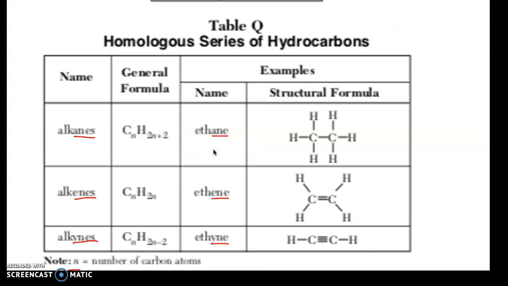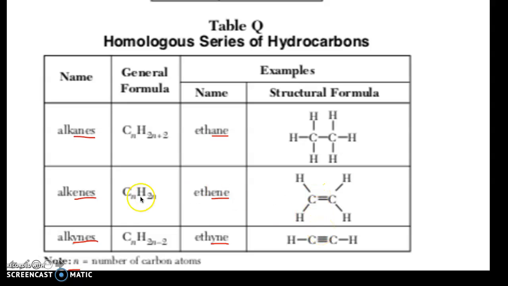Table Q is very important. Table Q tells us the types of hydrocarbons we have. So we have alkanes, alkenes, and alkynes. Alkanes only have single bonds. Alkenes have double bonds, and alkynes have triple bonds. This is our structural formulas right here, so we can see how it looks.